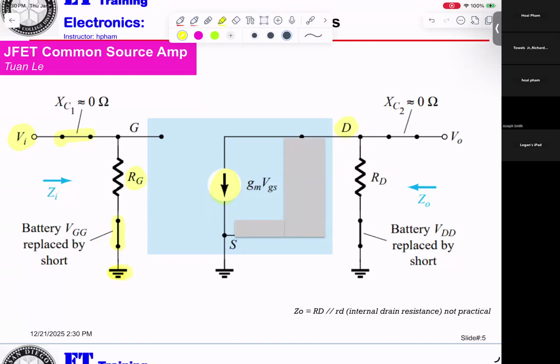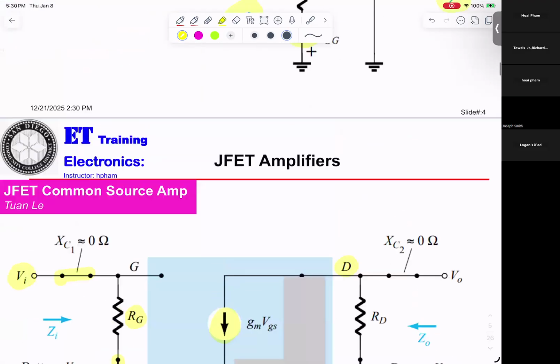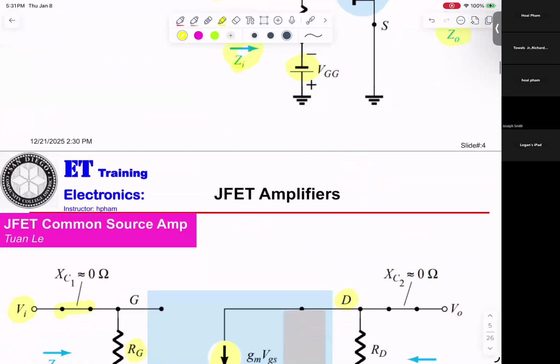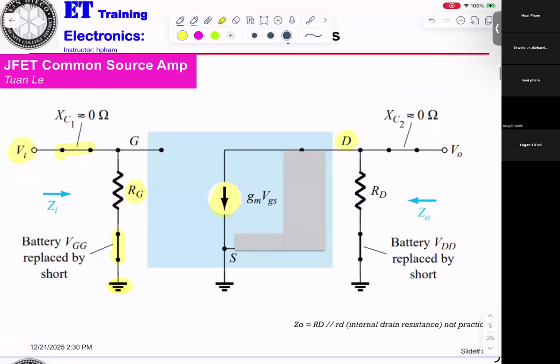No more internal resistance. So up in here, at the output, if you look, this one will be grounded. So from the drain to the ground, you get RD. So that's why you get RD right here.